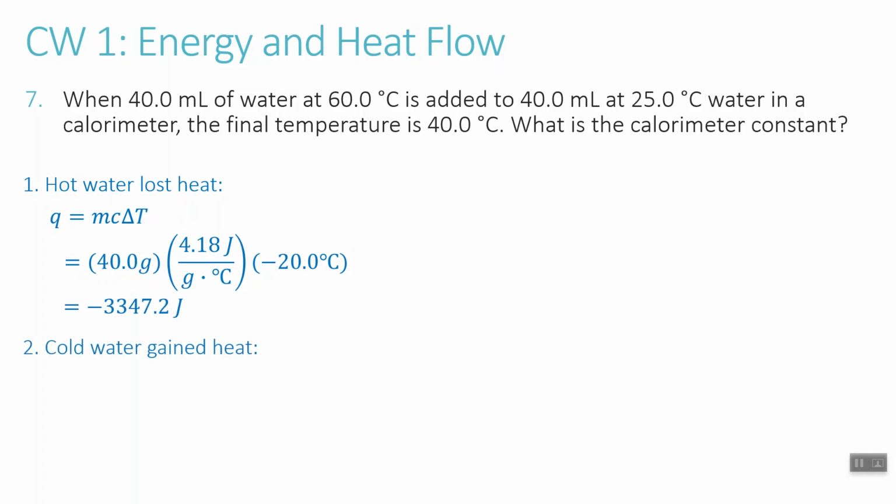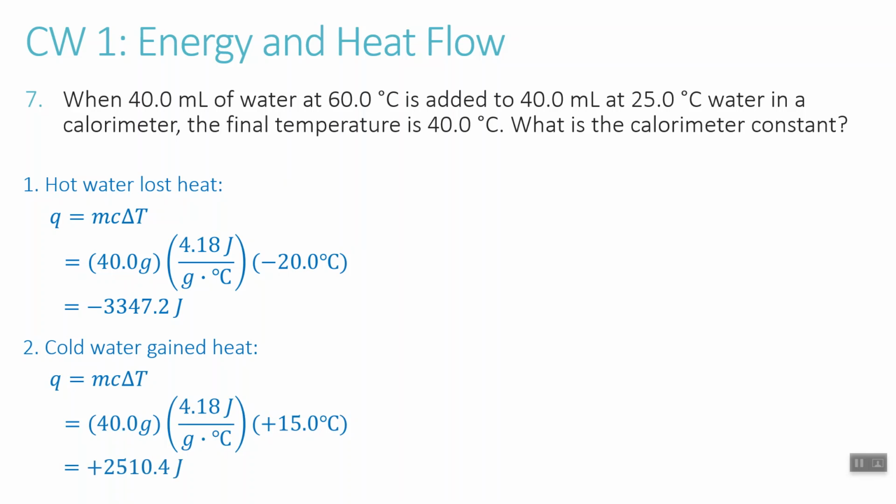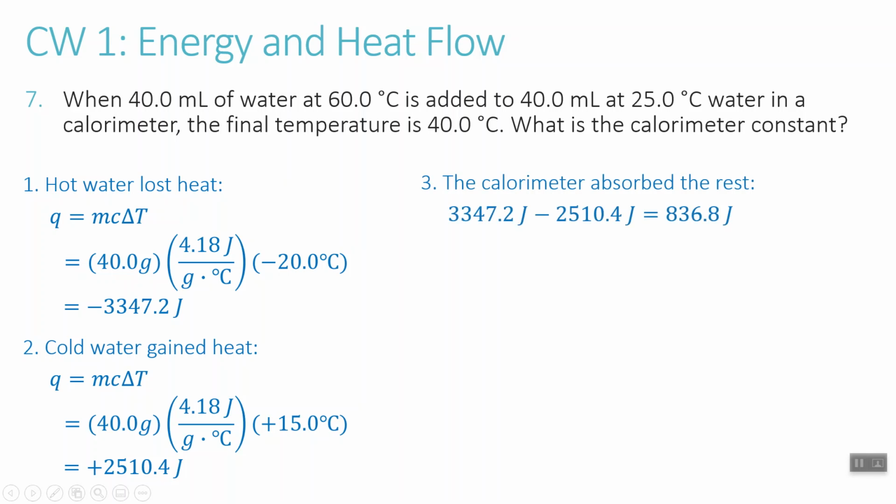Now we can calculate how much heat was gained by the cold water. And the difference between those two numbers is going to give us what the calorimeter absorbed. So the cold water has a mass of 40 grams also. There's the specific heat. And then the temperature change, we're going from 25 up to 40. So that's going to be a delta T of positive 15. So we see these two numbers are different because some of that heat that was lost by the hot water, some of it went to the cold water, and then a little bit of it went to the calorimeter as well. So the difference between these two numbers is 836.8 joules.